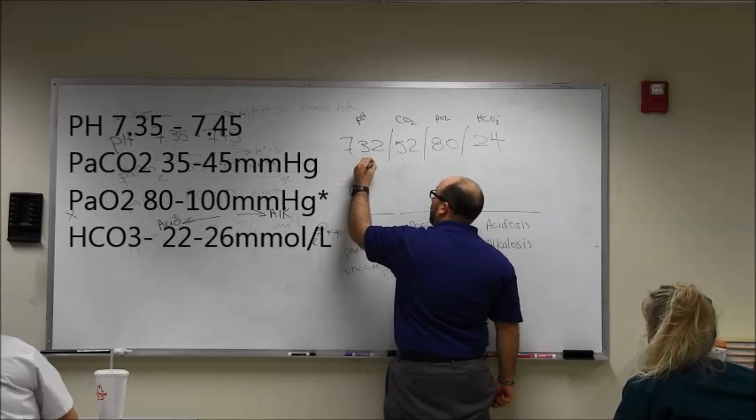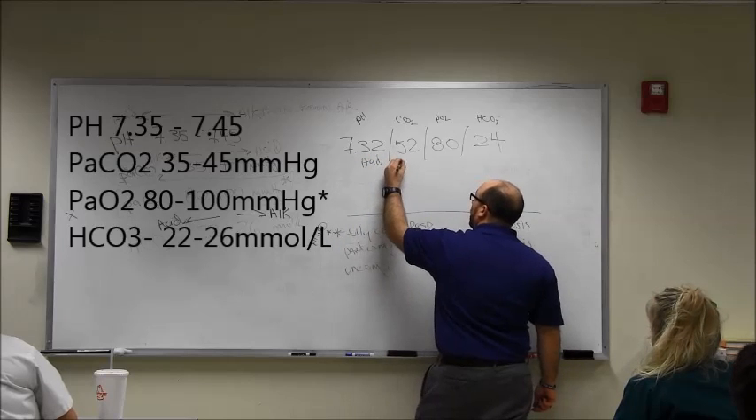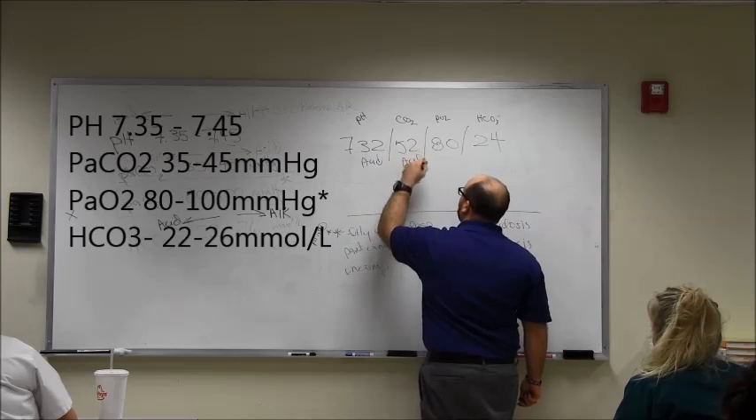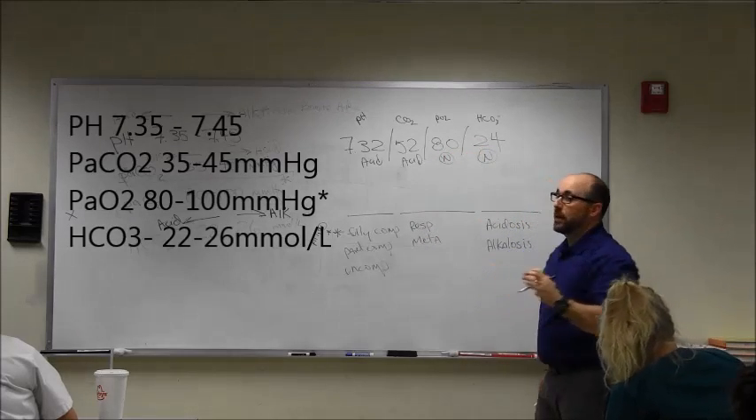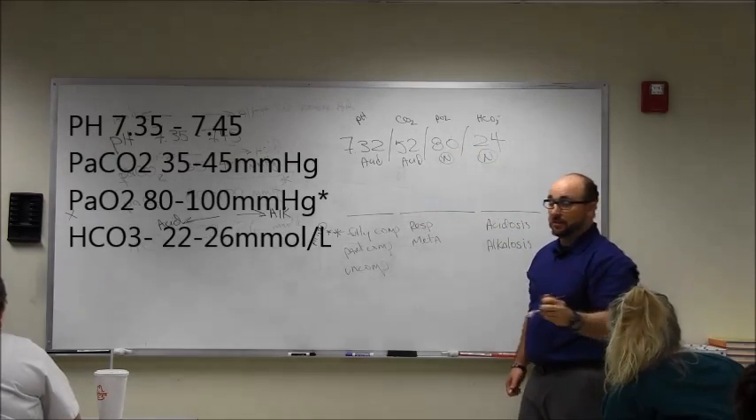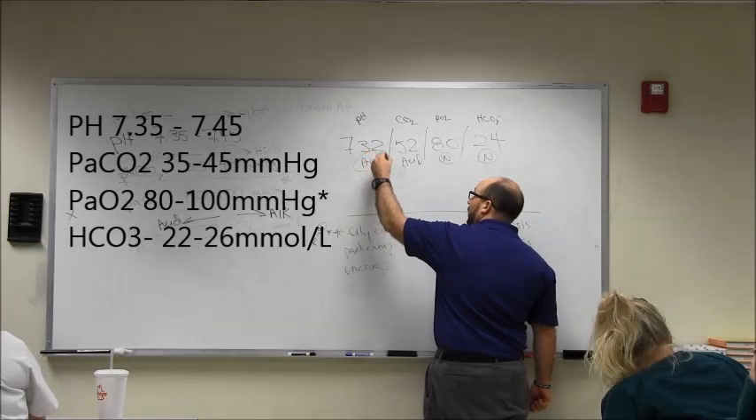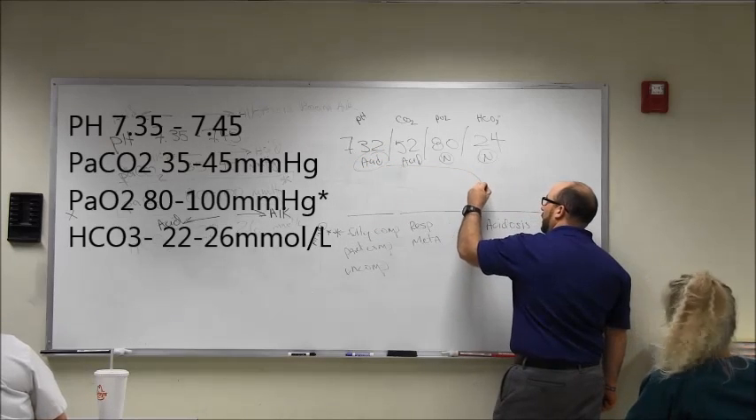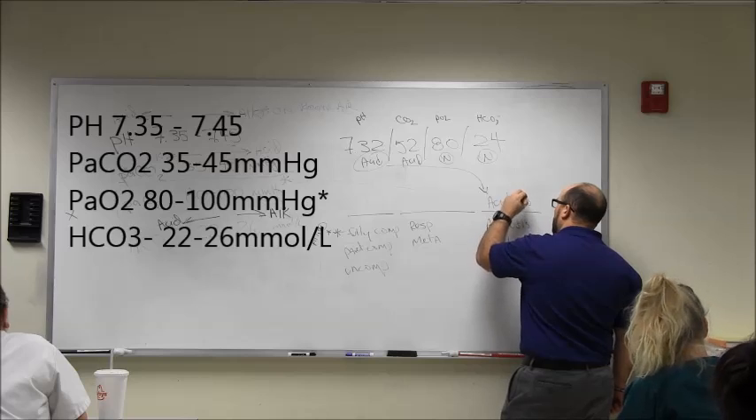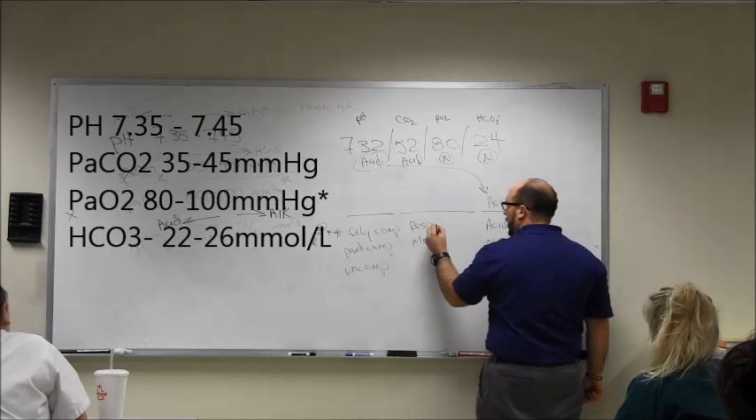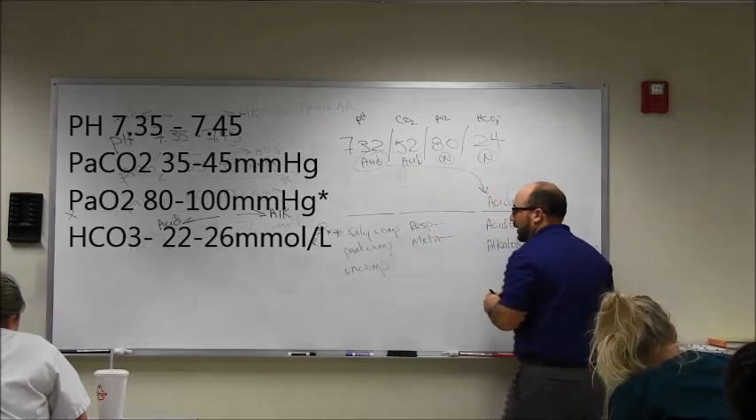So, acid, right, 52, normal, and normal. Whatever your pH says, right here, acidosis, it goes right here, easy enough. Now we're going backwards, so we've got to look at respiratory or metabolic.